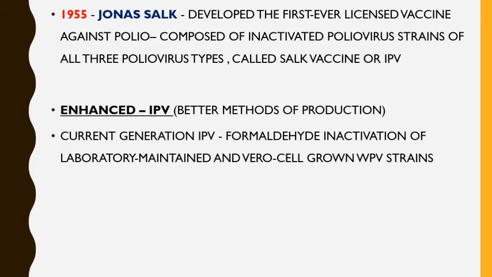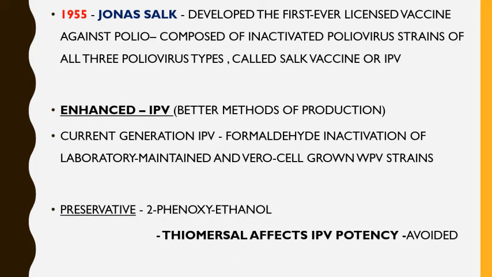Enhanced IPV is IPV made using better methods of production, and the current generation of IPV is made by formaldehyde inactivation of laboratory maintained and Vero cell grown wild poliovirus vaccine strains. The preservative used is 2-phenoxyethanol. Thiomersal is not used because it affects the IPV potency.